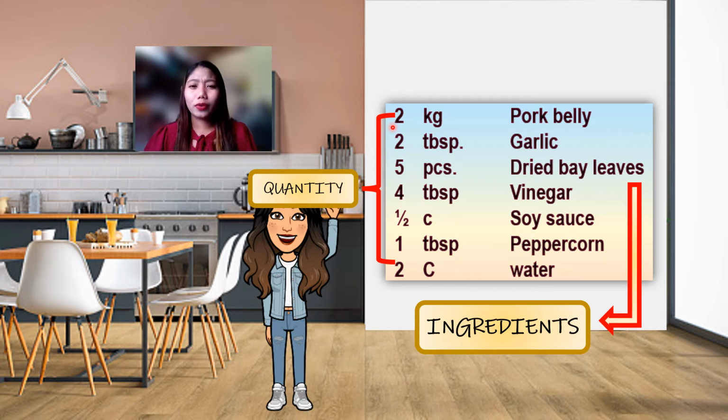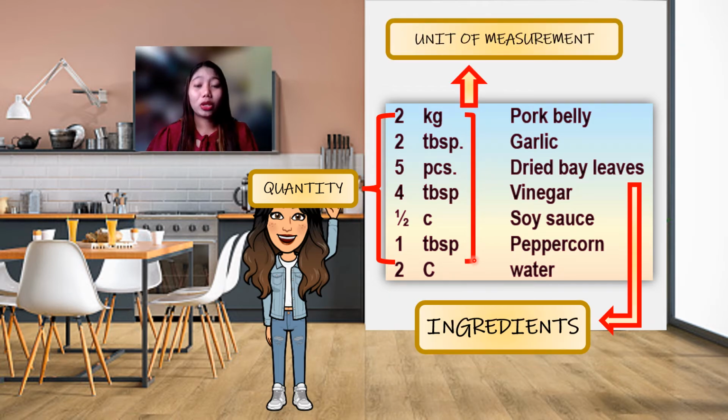However, if you will observe, you have here 2 kg, 2 TBSP, 2 C. They are the same na 2. However, they are different kung sukat ang pag-uusapan natin because they have different letters beside them. The kg, TBSP, and C, they are different from one another. And these letters are what we call the unit of measurement.